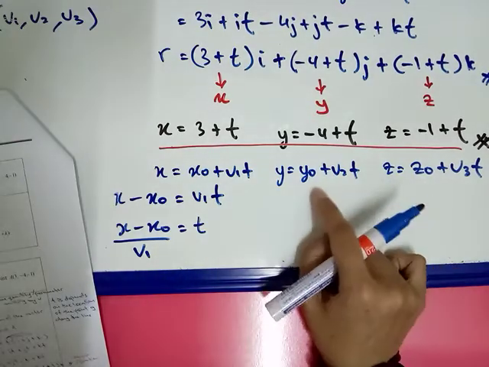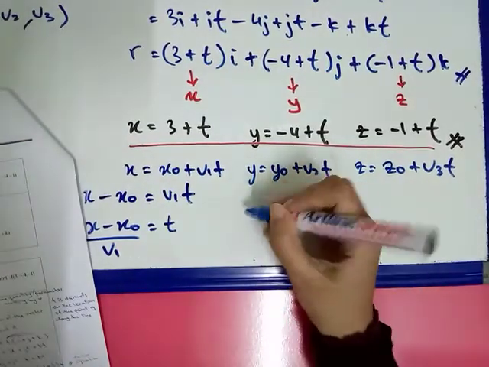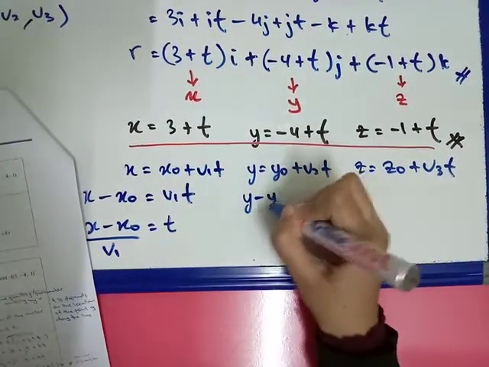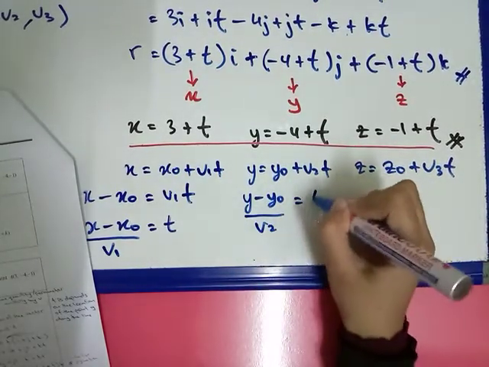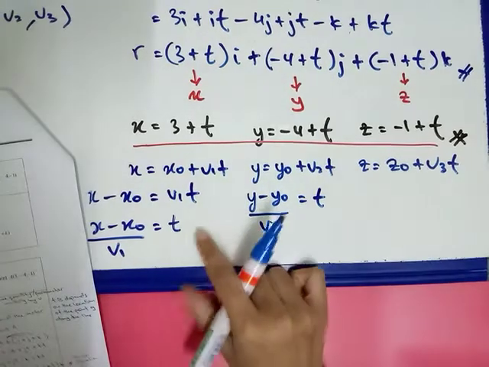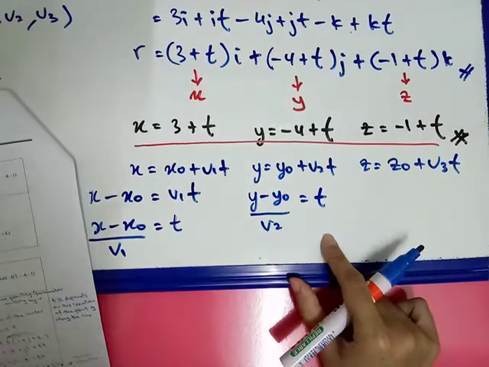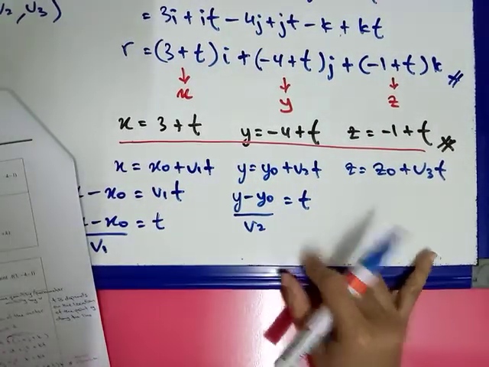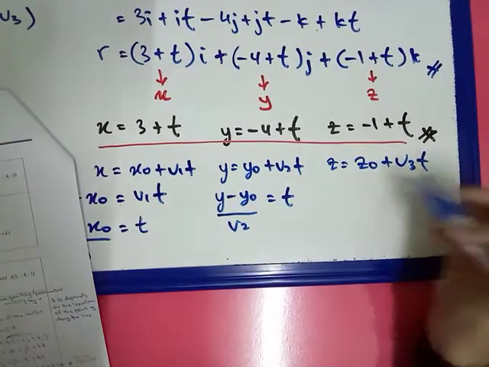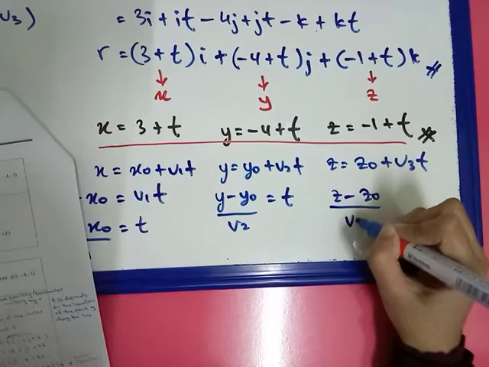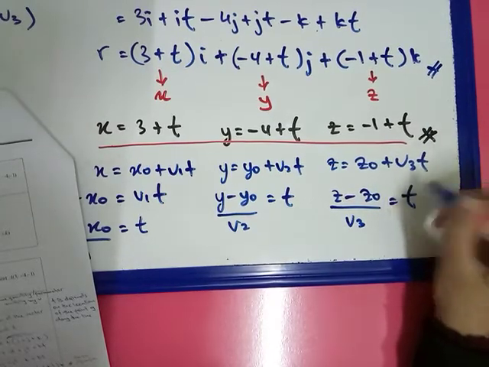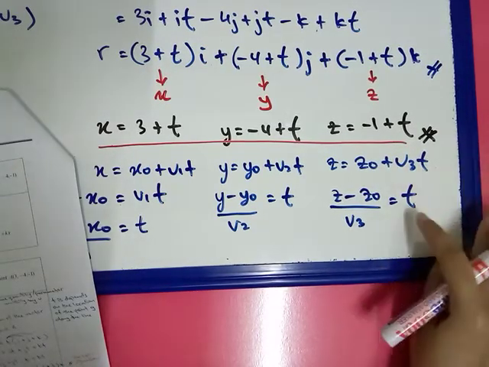Okay, and also for y value, that means y minus y naught divided by v2 is equal t. Sama je cara dia. Okay, kita kekalkan t dia. Kita nak jadikan t sebagai subjek. And then last one, z minus z naught divided by v3 is equal t. Okay, kita rearrangekan t.